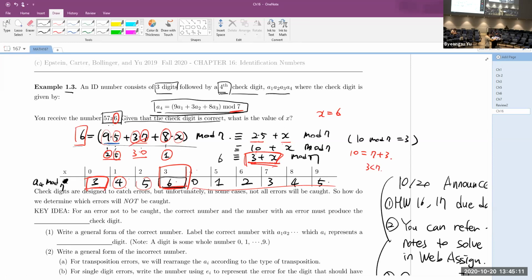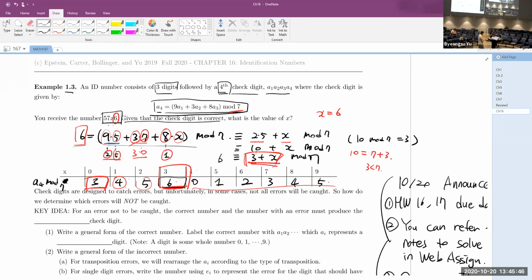So in this example, what you need to remember is the procedure: if you have some missing number, just put all the numbers in the formula, and then simplify the right-hand and left-hand sides. Then by investigating case by case, you can figure out what the missing number is, right? So that's the scheme in example 1.3.